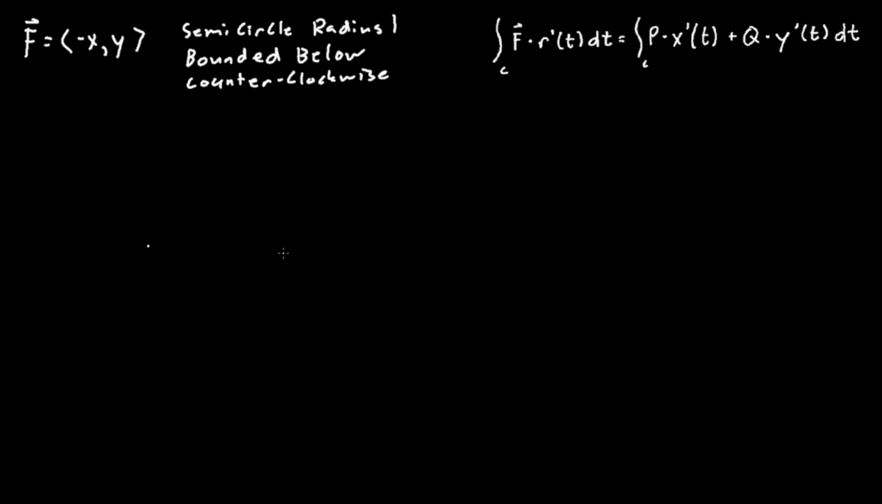So we have a semicircle with radius 1, bounded below with a counterclockwise orientation. See, it's not that bad. It's just a couple words that describe math. This semicircle has a radius of 1, so let's draw it out. I'm just going to use the straight line tool.